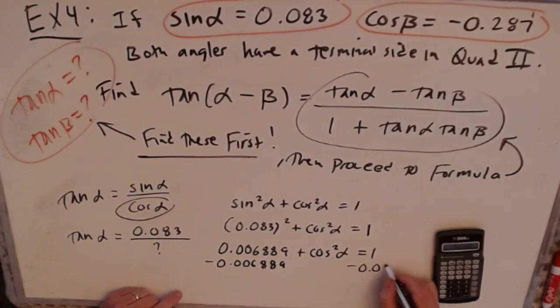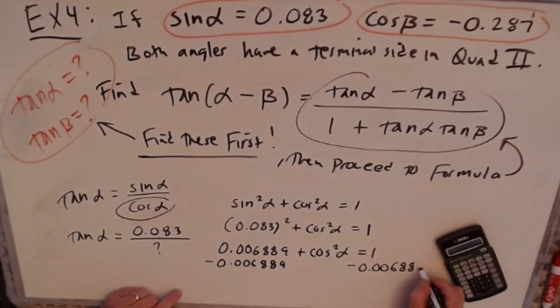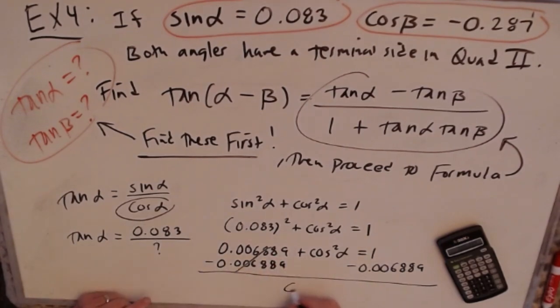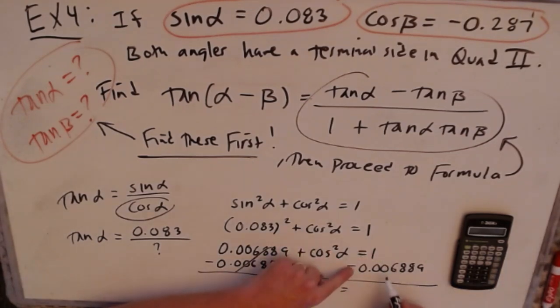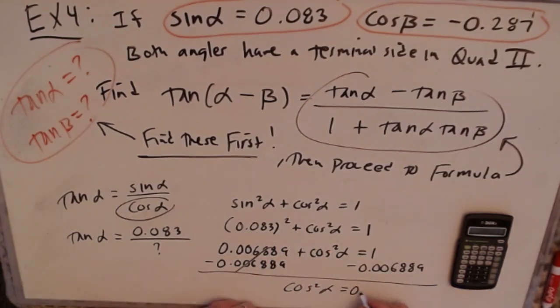It's the same story. The crow told me it's the only one he knows. So you're going to go 1 minus this, 0.006889. That's 0.99311. And then you're going to take the square root.